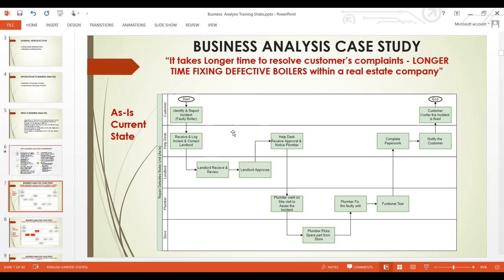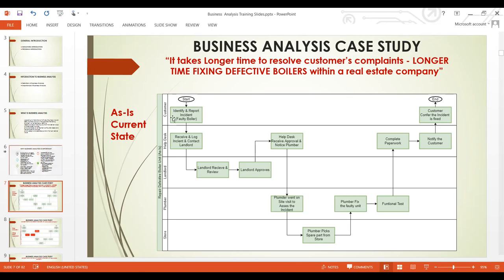So let's map out our AS-IS process. Now the customer is here in the swim lane. This is the customer's lane. Then this is the help desk of the real estate, this is their lane. Then this is the landlord's lane. The plumber or technician in the real estate company has his own lane. The storeman has his own lane. So let's see how this process takes place within the company.